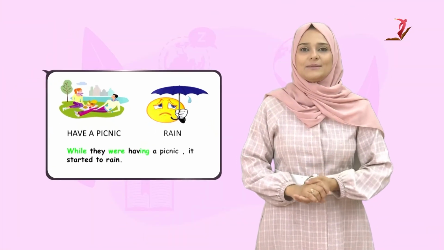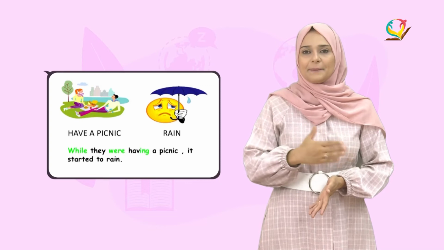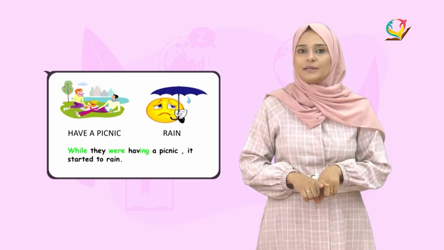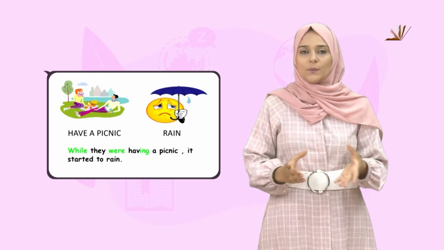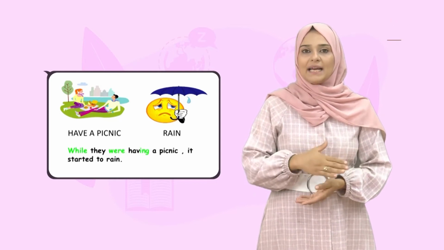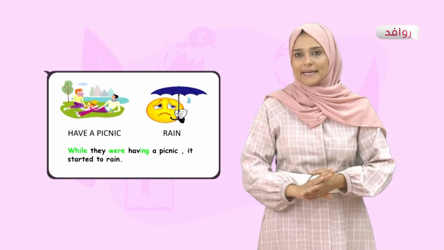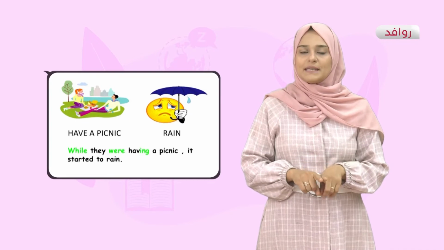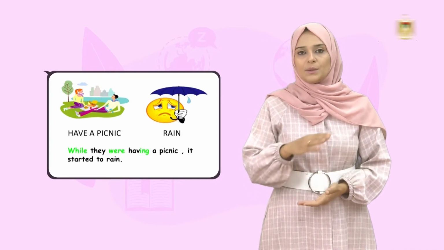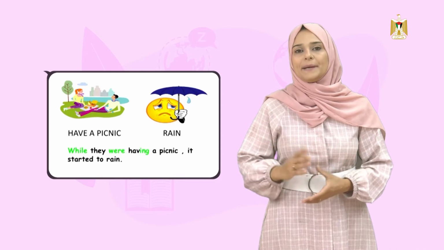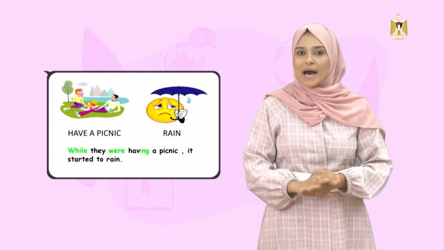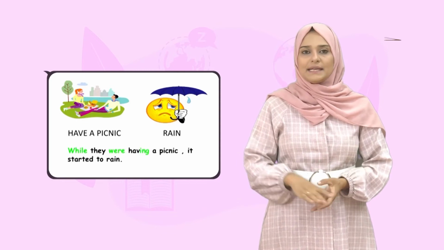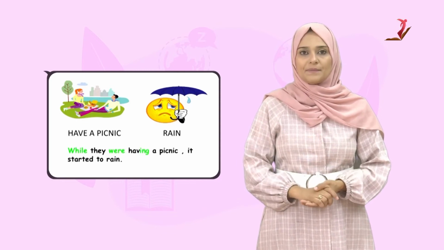Now look at these two verbs. Have a picnic and rain. We can join these two verbs with while. We say, while they were having a picnic, it started to rain. Both verbs are in the past. The rain interrupted their picnic. We use while, then the past continuous, and the other verb is in the past simple.